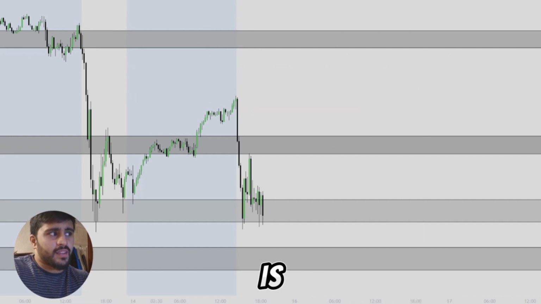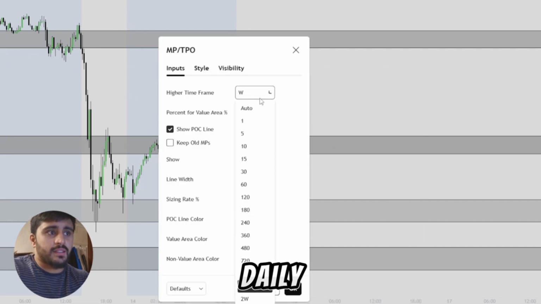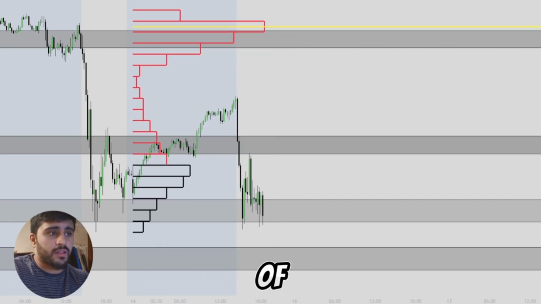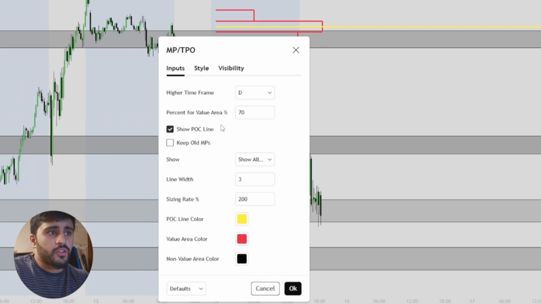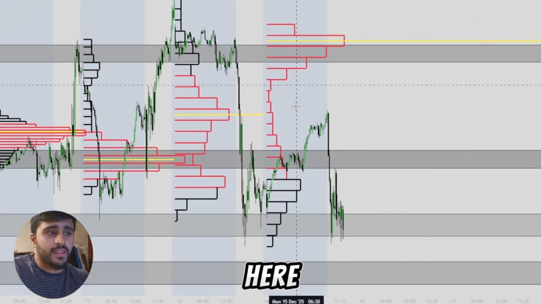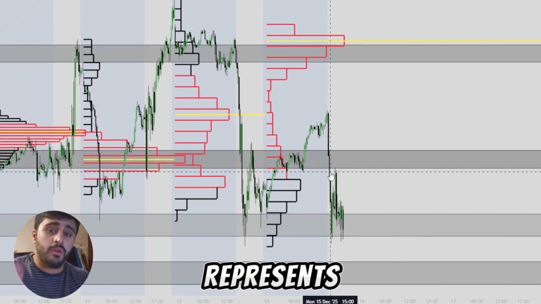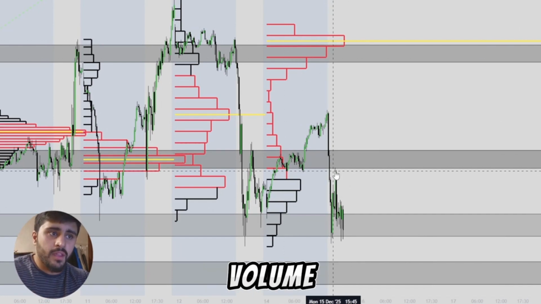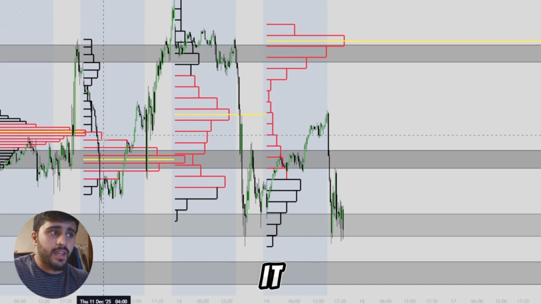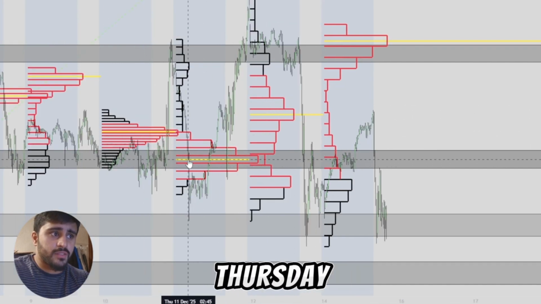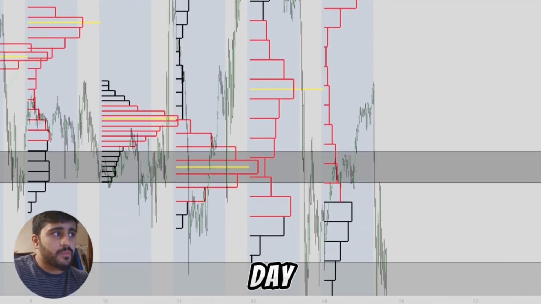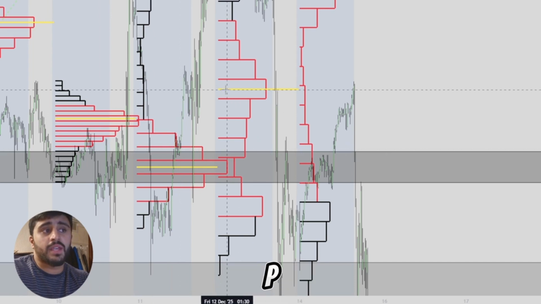Now, the next thing is using it for the daily market profile. It does the same sort of thing. If we let that play out, you can look at previous days, and keep old market profiles too. Each market profile represents the previous day's volume. So this is Monday, it shows Friday's volume. This is Friday, it shows Thursday's volume. Thursday shows Wednesday's volume.